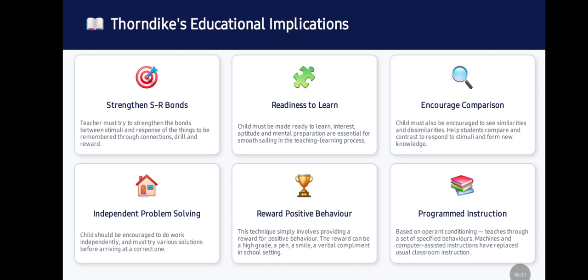Thorndike's educational implications. Strengthen the S-R bond: the teacher must try to strengthen the bonds between stimuli and responses of the things to be remembered through connections, drill and reward. Readiness to learn: the child must be made ready to learn. Interest, aptitude and mental preparation are essential for smooth sailing in the teaching-learning process.